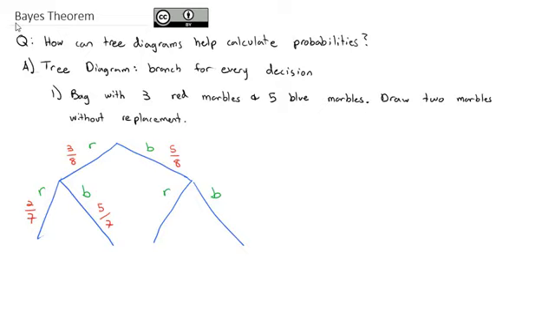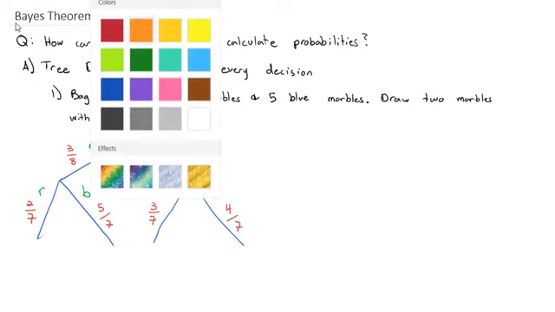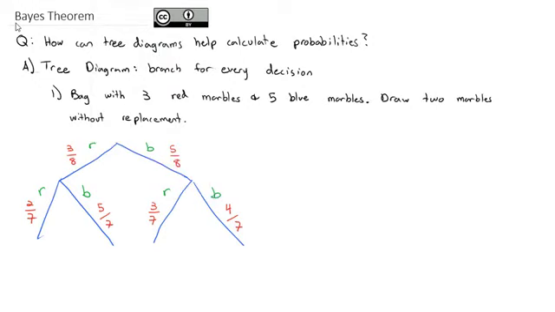Going down the next branch, if I go blue then red, if blue was the first draw, there are 3 reds left out of the 7 that remain in the bag. But if blue was the first draw, there's only 4 blues left out of 7 to draw on the second draw. What's nice about a tree diagram, though, is it gives us an easy way to calculate all the possibilities. Notice the first branch is a red, then red. The second branch is red, then blue. The third branch is blue, then red. And the fourth branch is blue, then blue.